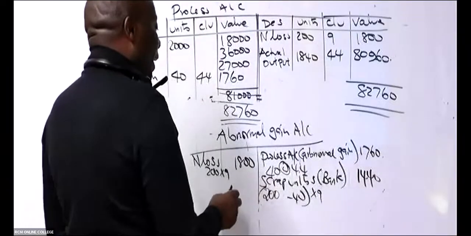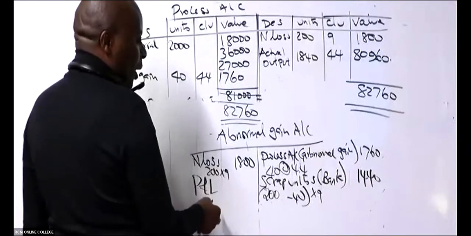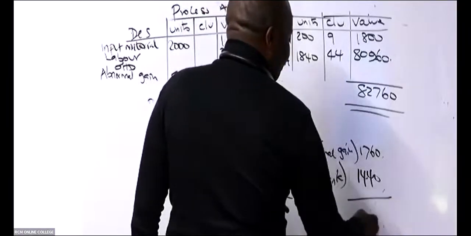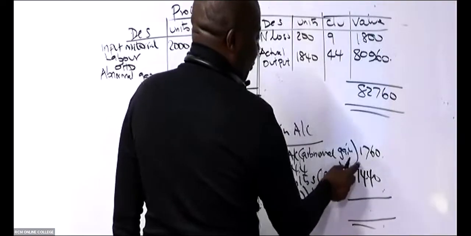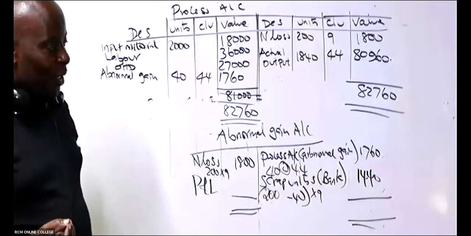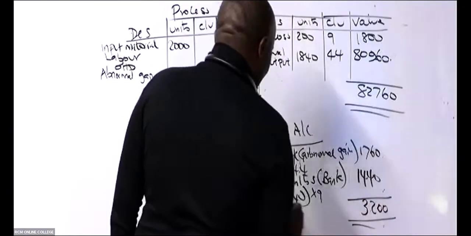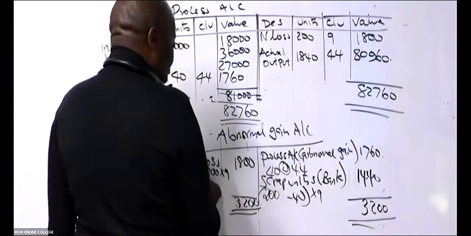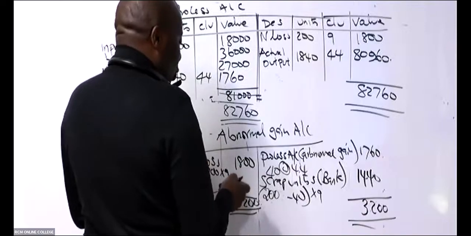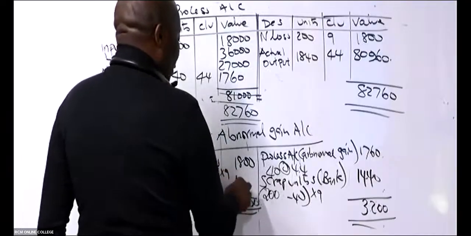Given that this is an abnormal gain, you are going to take a gain here to the P&L, profit and loss account. So come here and balance the two accounts, the two sides, I mean. Is there somebody who is able to give me 1440 plus 1760? How much are we getting? I'm being given a figure of 3200. So this side must also be 3200. So the balancing figure going to the P&L will be 3200 minus 1800, which is 1400. So the P&L, you take 1400.